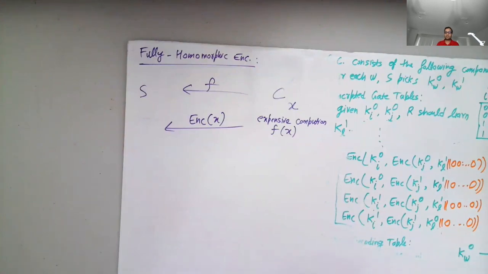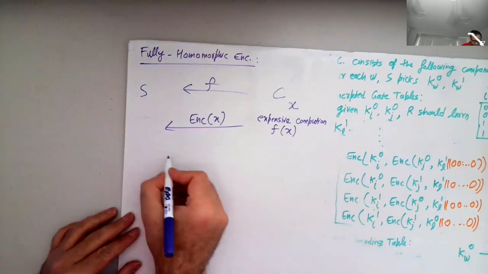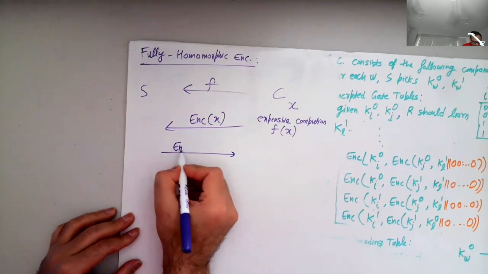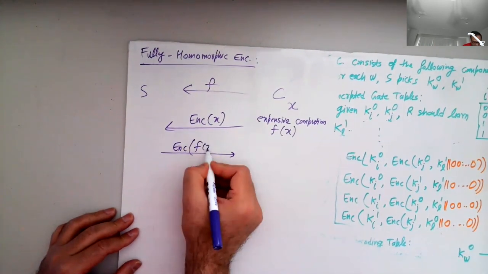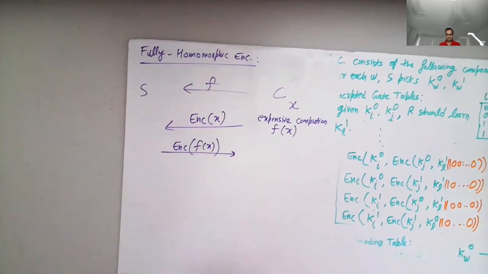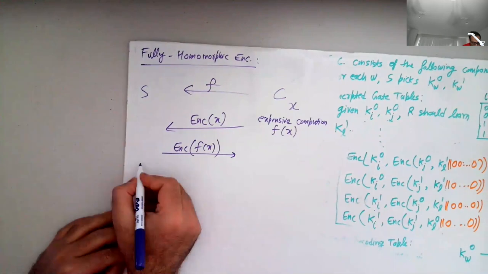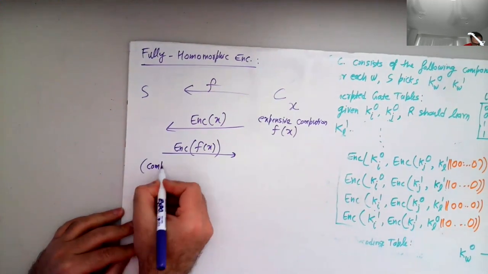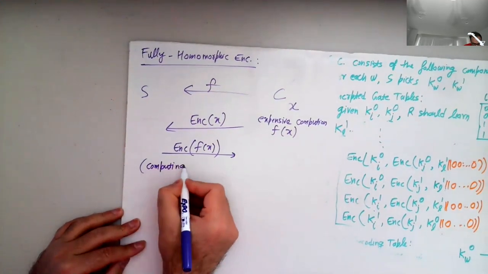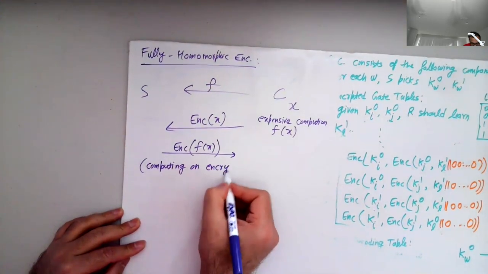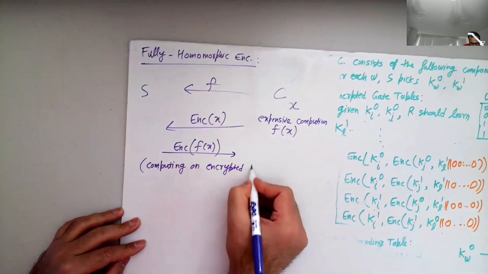Server can do computation on this encrypted data without decrypting the data, and server can send encryption of f of x to the client. Then client has the secret key, client can decrypt and recover the output f of x. So this can also be seen as computing on encrypted data.